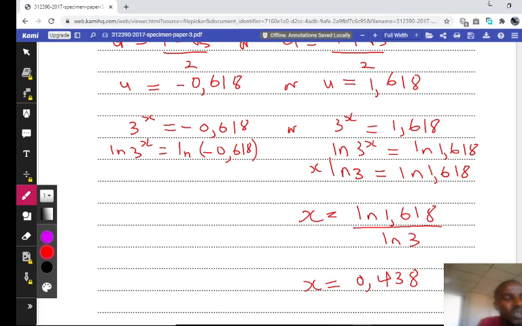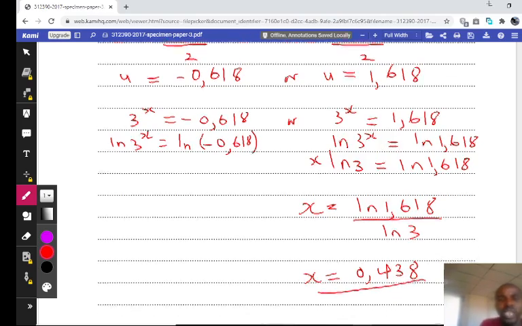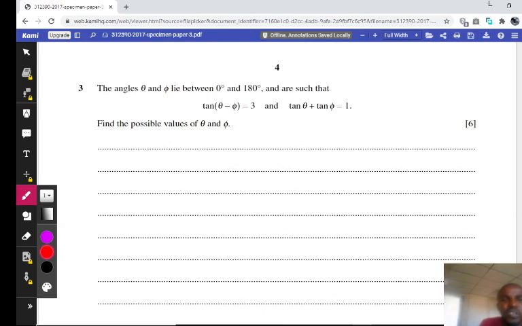So you get 0.438, correct to 3 significant figures: 1, 2, 3. This will be your x value. We are done with this one. Let's move on to the next question.